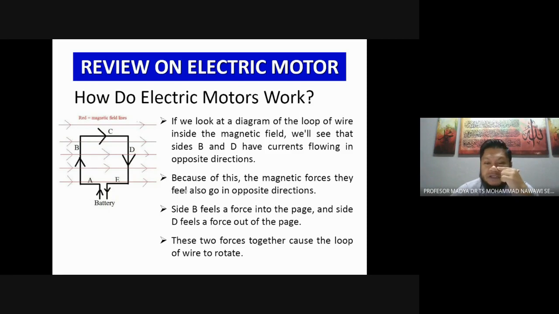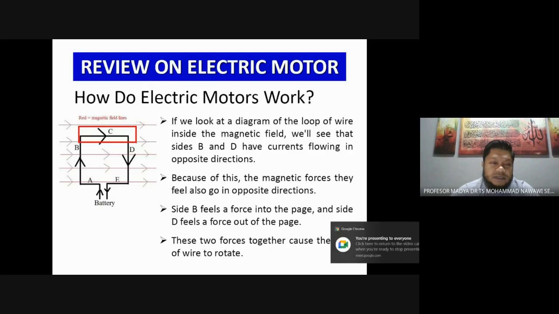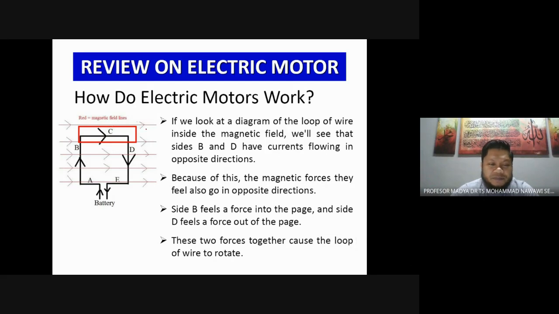Okay, because of these magnetic forces, the field is also going in the inside direction. Side B feels the force into the page, D feels it out of the page. These two forces together cause the loop of wire to rotate. We don't have any force on C, because the current flows parallel to the flux density, so no force will be experienced by C. Okay, next.